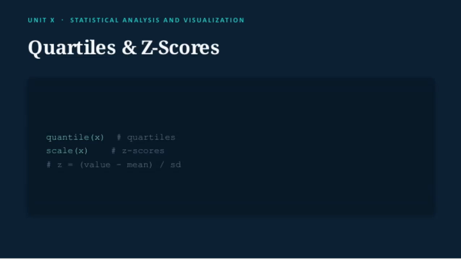Let's talk about 2 key ways we summarize and standardize data, quartiles and z-scores. Quartiles split our data into 4 equal parts, helping us understand its spread. Z-scores, on the other hand, tell us how far a value is from the mean, measured in standard deviations. We calculate a z-score by subtracting the mean from the value, then dividing by the standard deviation. Both tools help us make sense of data, especially when comparing different sets or spotting outliers.